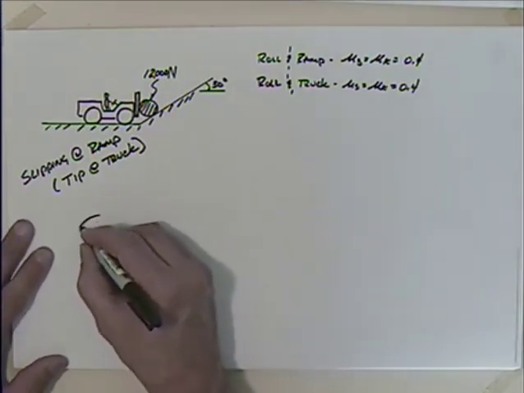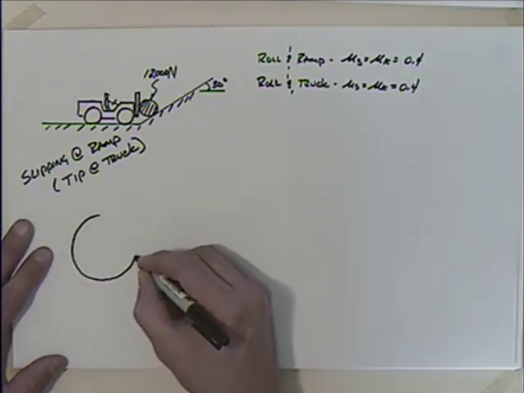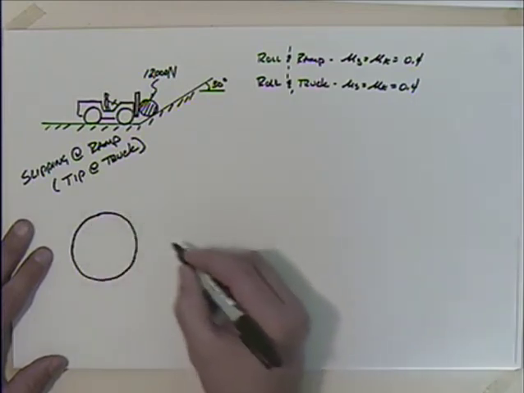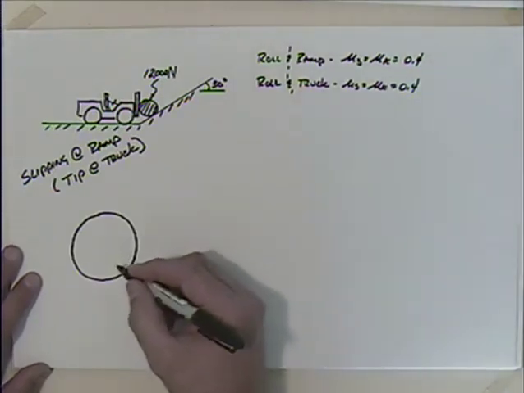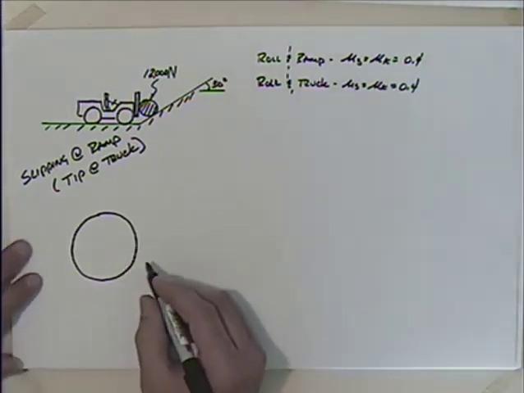I got particularly lucky on the last circle. I don't know, I think it was beginner's luck. That's not as good a circle there. Anyway, so what do we have here?